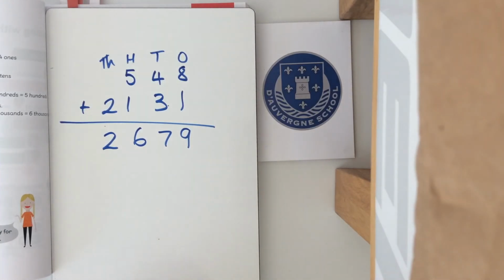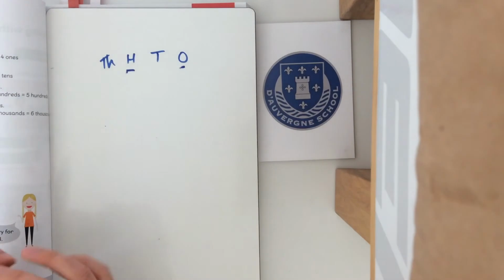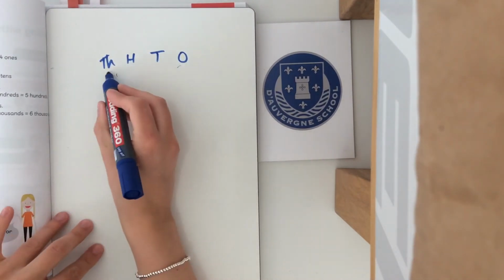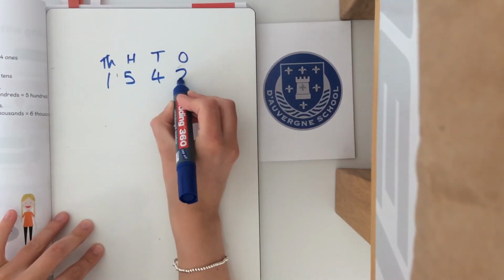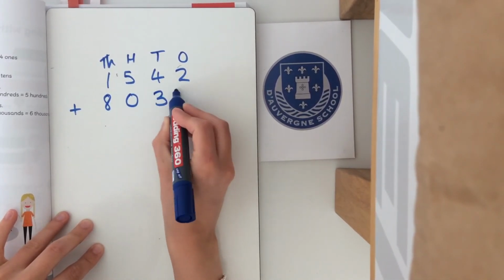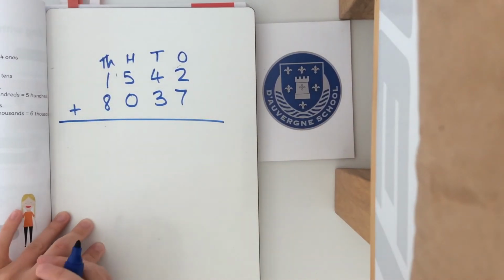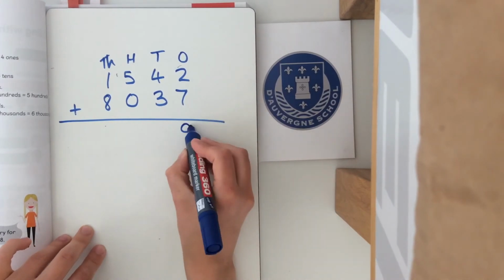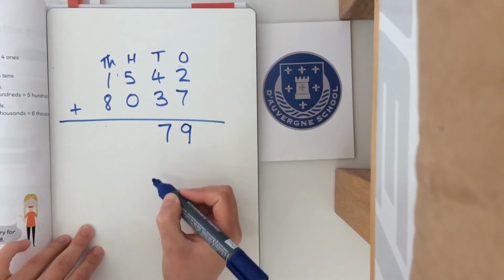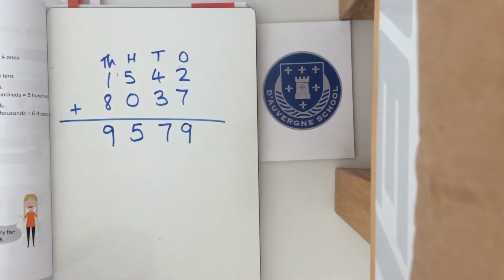If you've made a mistake and you haven't got this quite right, have a look and double check that your digits are all in the right column. Right, section 2, we've got 1,542 add 8,037. Remember your placeholder there, it still counts, we need to put the zeros in. 2 add 7 is 9, 4 add 3 is 7, 5 add 0 is 5, and 1 add 8 is 9. So 9,579.